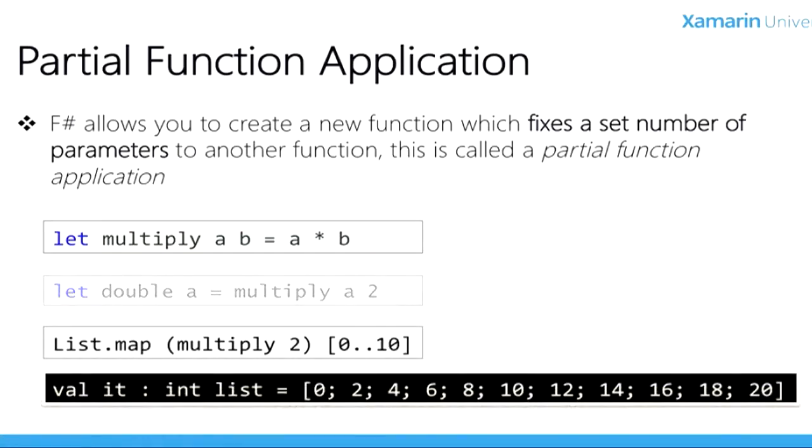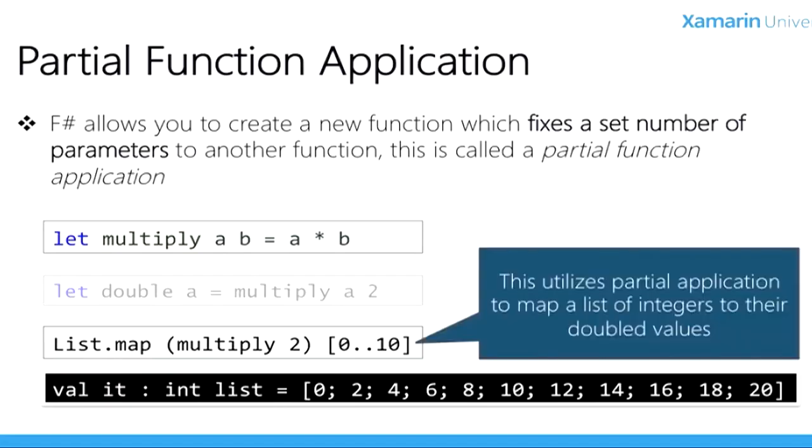And because we can pass functions in as parameters, it turns out we can take our multiply method, fix one of the parameters, and then pass that resulting function into another function like List.map. And this will take the input list and use each value contained in it as the second parameter to the multiply function, as you can see here in the output presented.